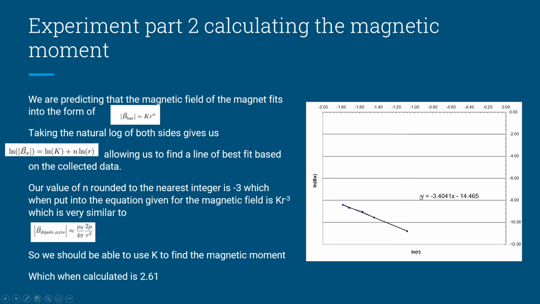This gives us a k value of -14 when you raise e to the power to help you calculate k, and then an n of -3.4, which rounded to the nearest integer is -3. When put into the equation, this gives us a magnetic field of k times r to the -3, which, when you rearrange it a little bit, is very similar to the on-axis calculation for the magnetic field of a dipole. So we should be able to use that k value to find the magnetic moment, which again, to reiterate, is calculated at about 2.61.